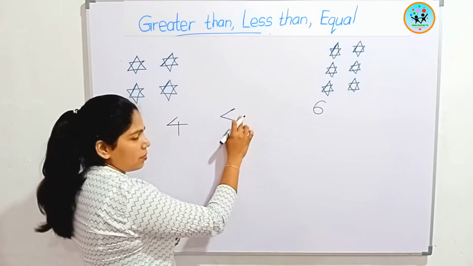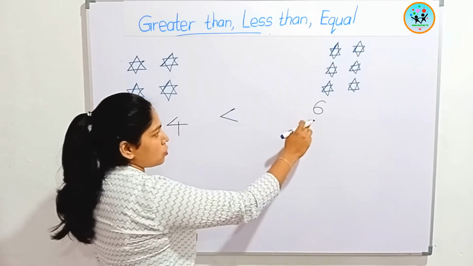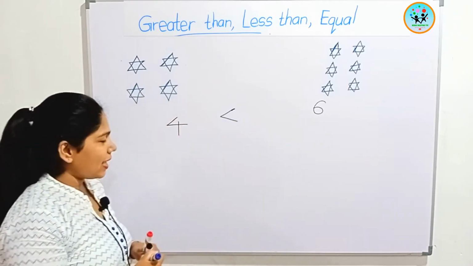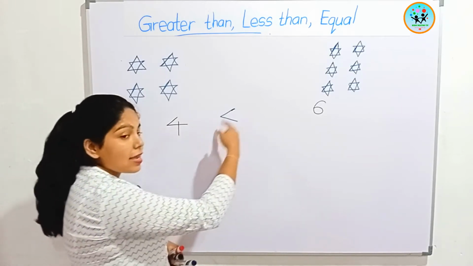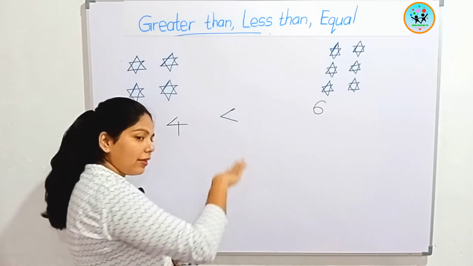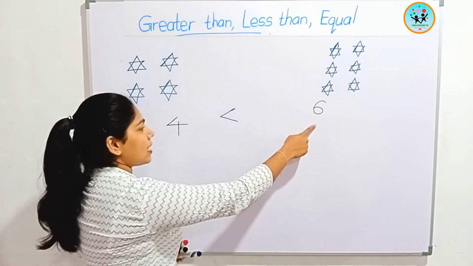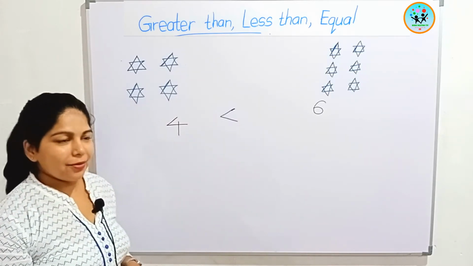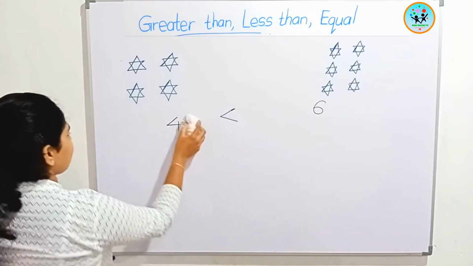Then the open mouth should be placed towards greater number. I can say like this. 4 is less than 6. On the other hand, I can say 6 is greater than 4. Okay. Let's look at next example.